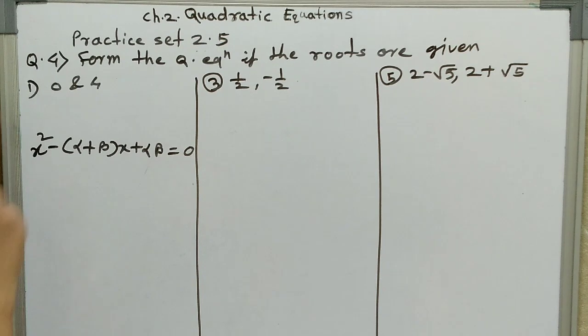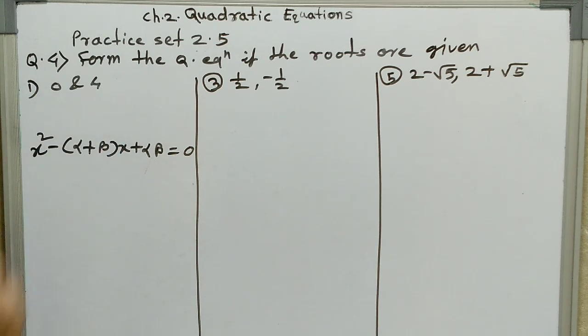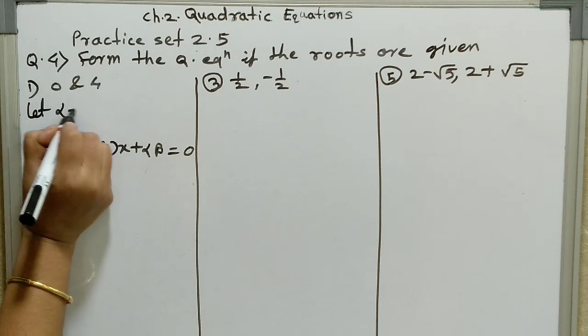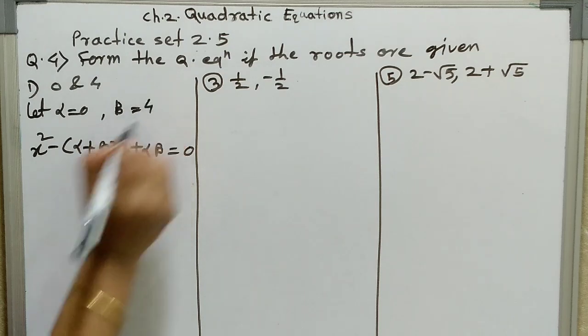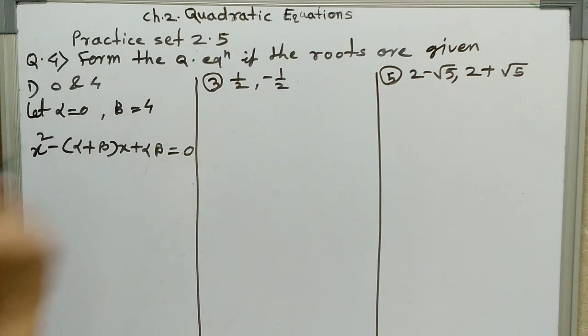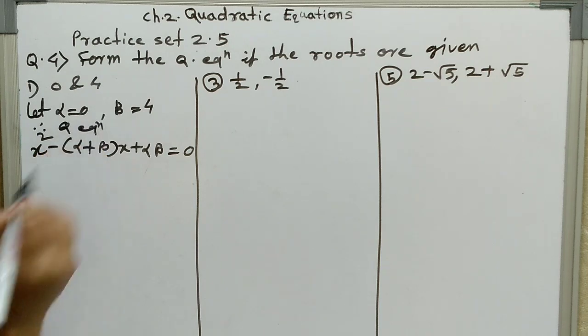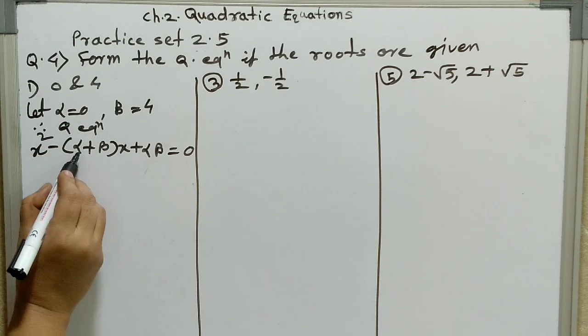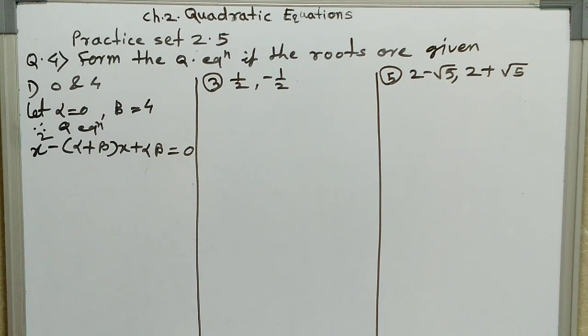Now we start question number 4. Form the quadratic equation if the roots are given. So first, the roots are 0 and 4. Now let me take alpha is equal to 0 and beta is equal to 4. So this is the value of alpha and beta. Now this is our required quadratic equation: x square minus alpha plus beta into x plus alpha into beta equal to 0.